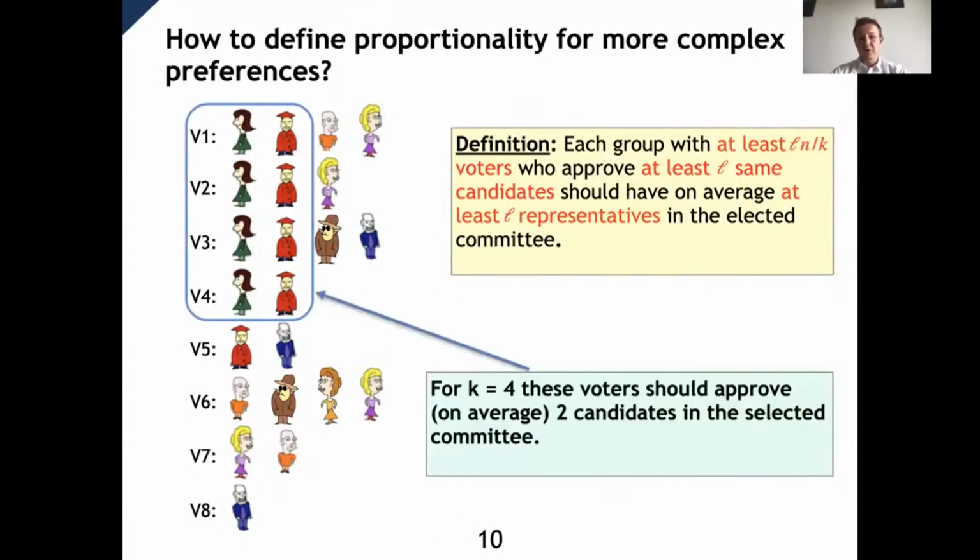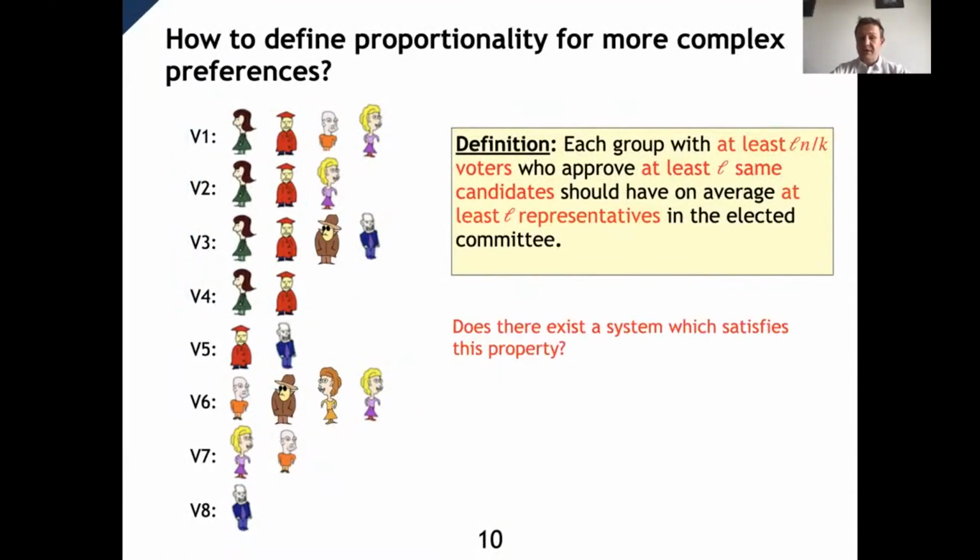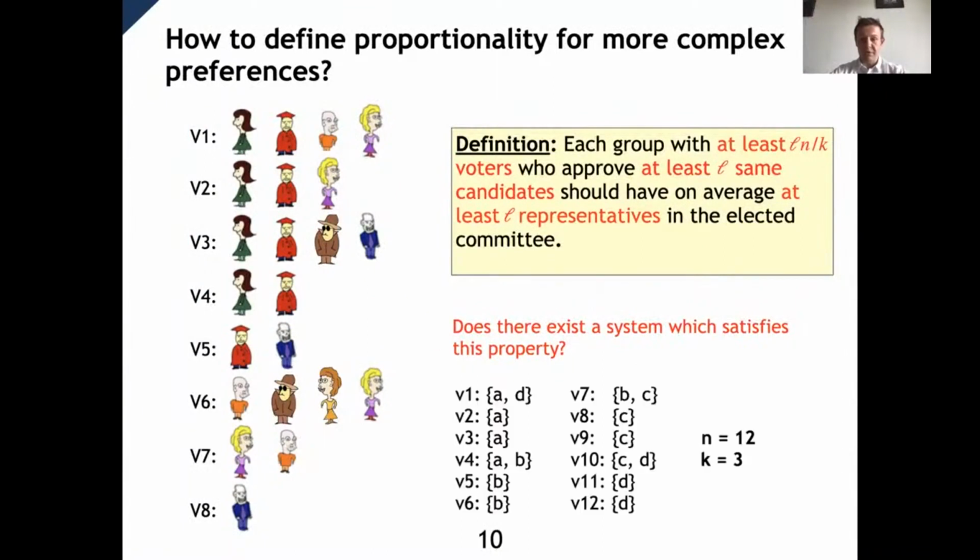For example, here, this group is L-cohesive for L equal 2. Thus, this group should be able to control at least 2 members of the elected committee, and thus get on average at least 2 representatives in the elected committee. This property is very appealing, however, it is also very strong. One can show that there exists no committee election rule that would satisfy this property.